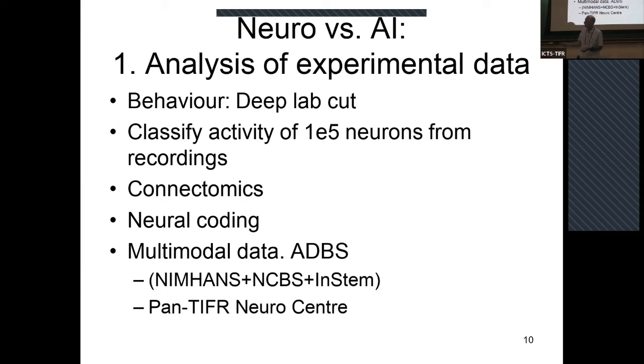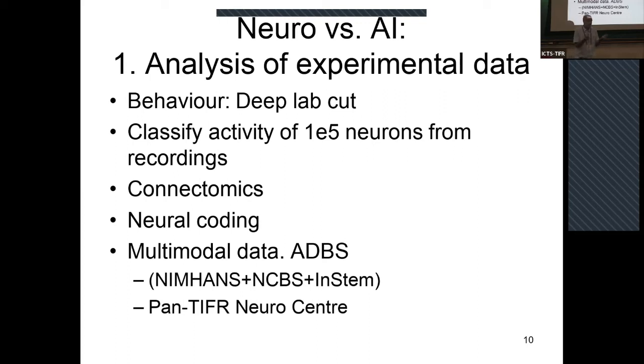Many people use it. There's also the classification of activity. Nowadays, one can record from 100,000 neurons at the same time in a living, running around organism. How do you make sense of it? One of the many ways in which we make sense of it is to actually ask a neural network, can you figure out what the animal was doing or what it was remembering or something like that? So this is another kind of thing that one does with AI.